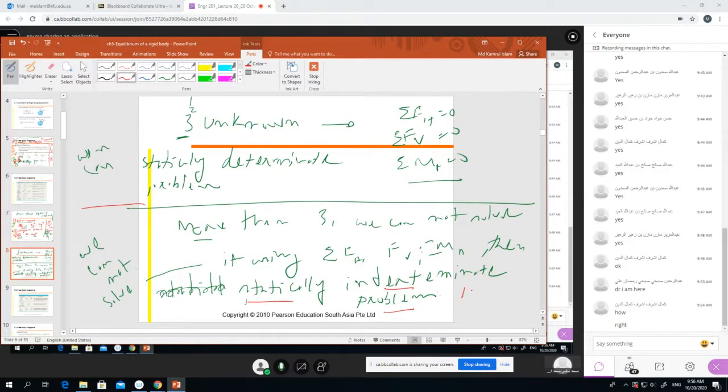You will learn how to solve it in higher courses, like 3rd year, 4th year. You cannot solve using just these three equations. All right. So we can solve it if only 3 unknowns with these three equations. All right.